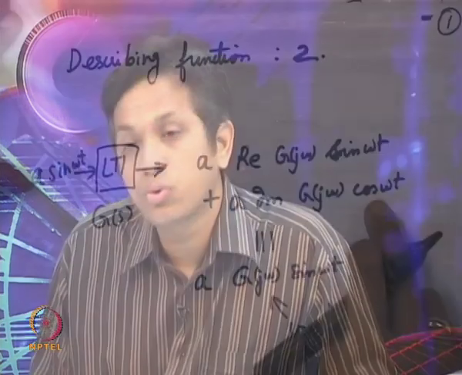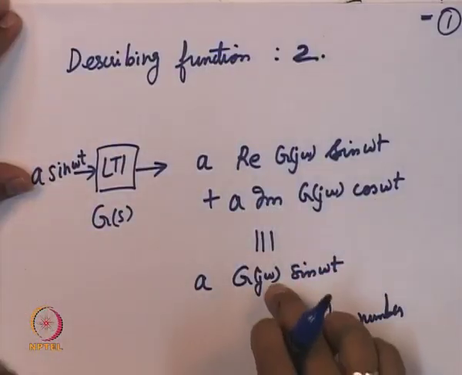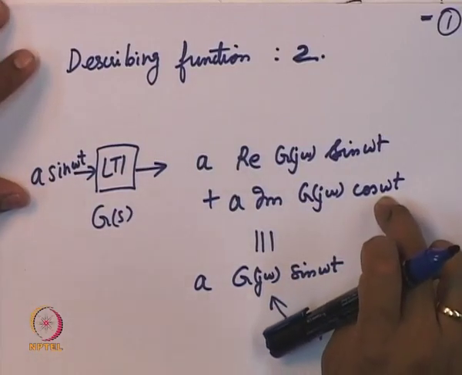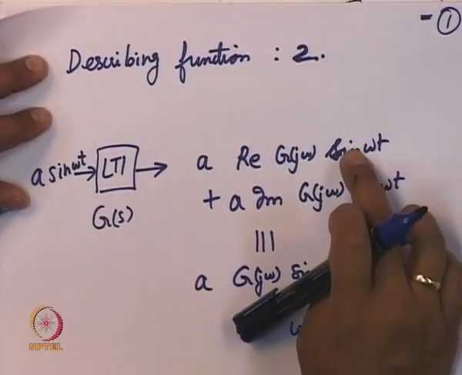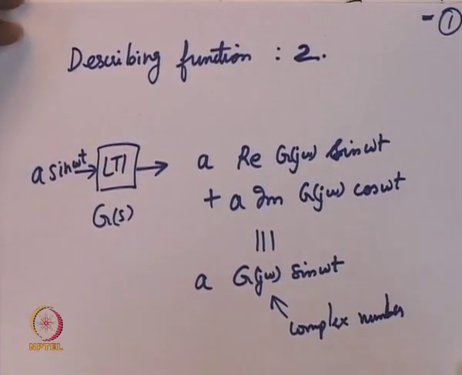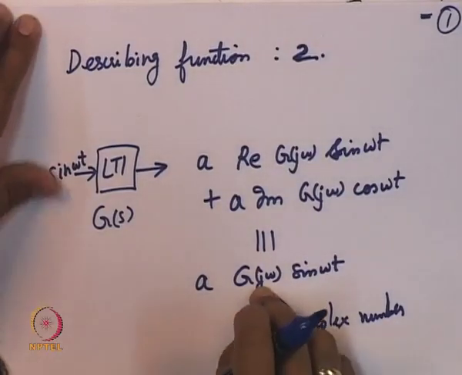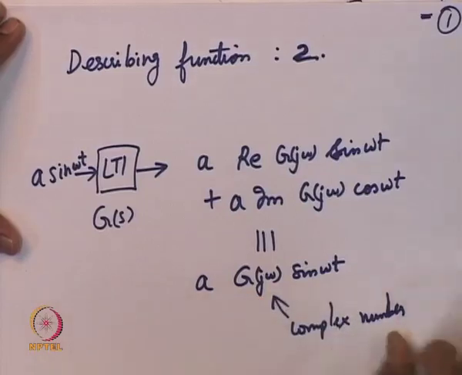So the imaginary part is to be understood as the cosinusoidal part. The imaginary part inside G(j omega) is to be understood as the cosinusoidal part, the part that is 90 degrees out of phase with sin omega t. 90 degrees leading or 90 degrees lagging, that is extremely important. That depends on whether the imaginary part is positive or negative.